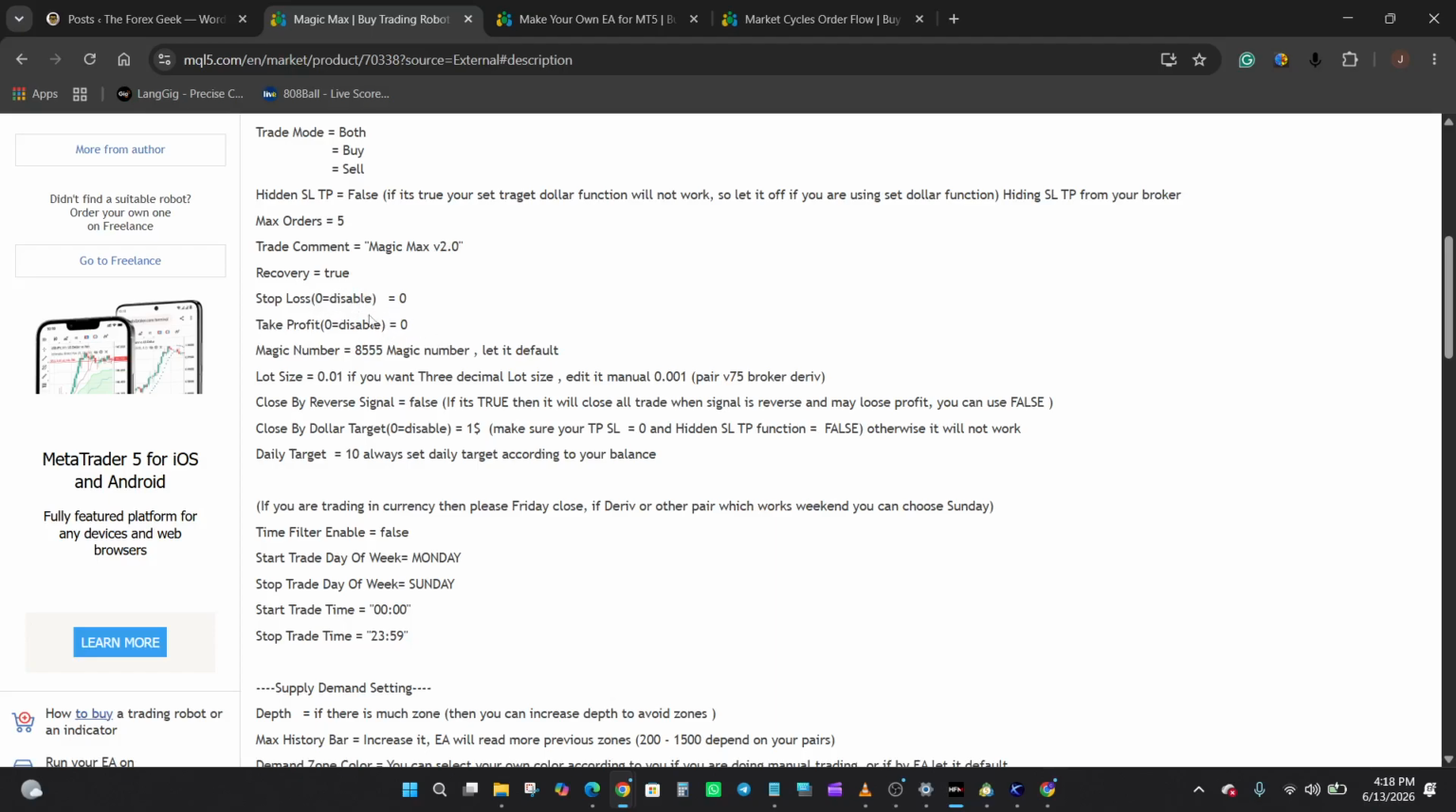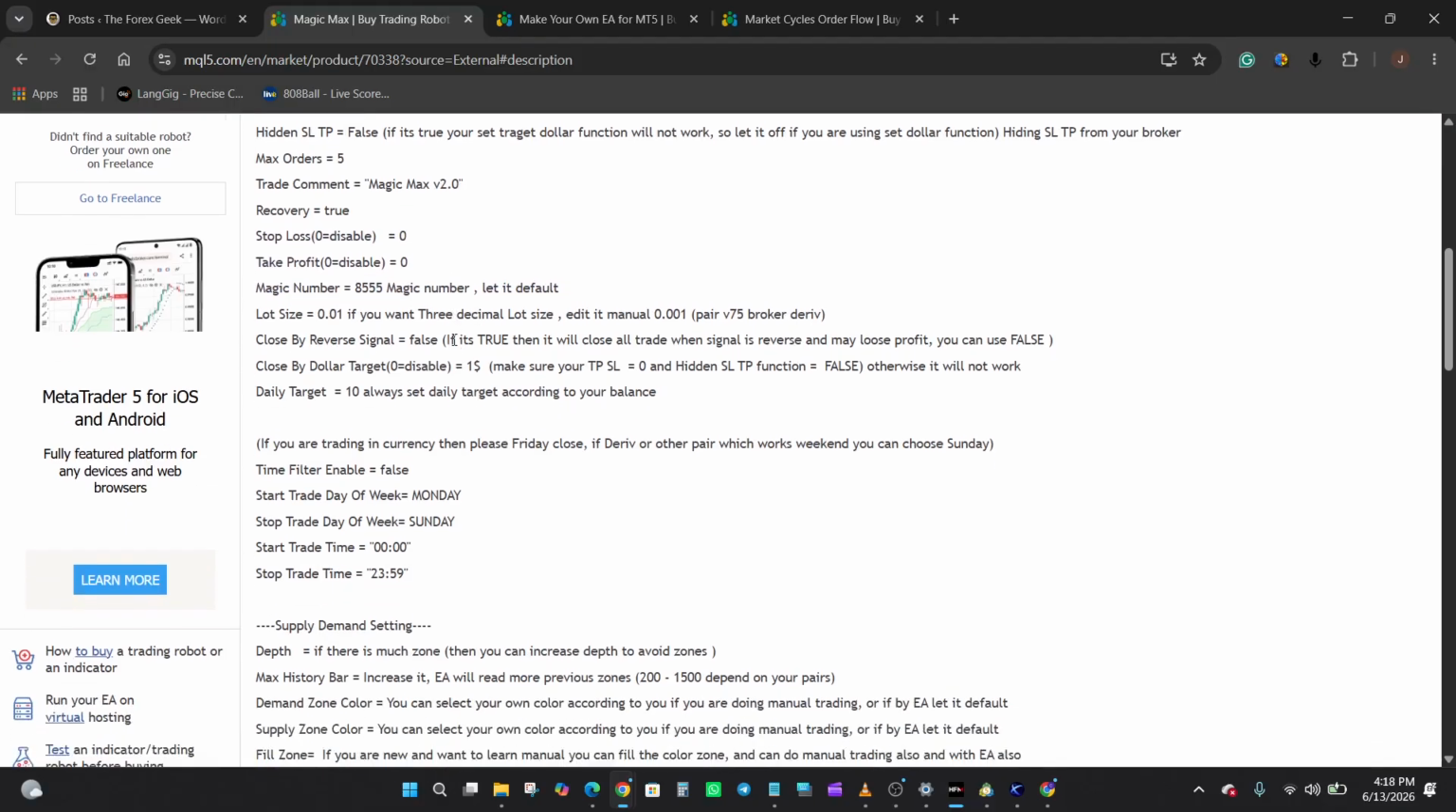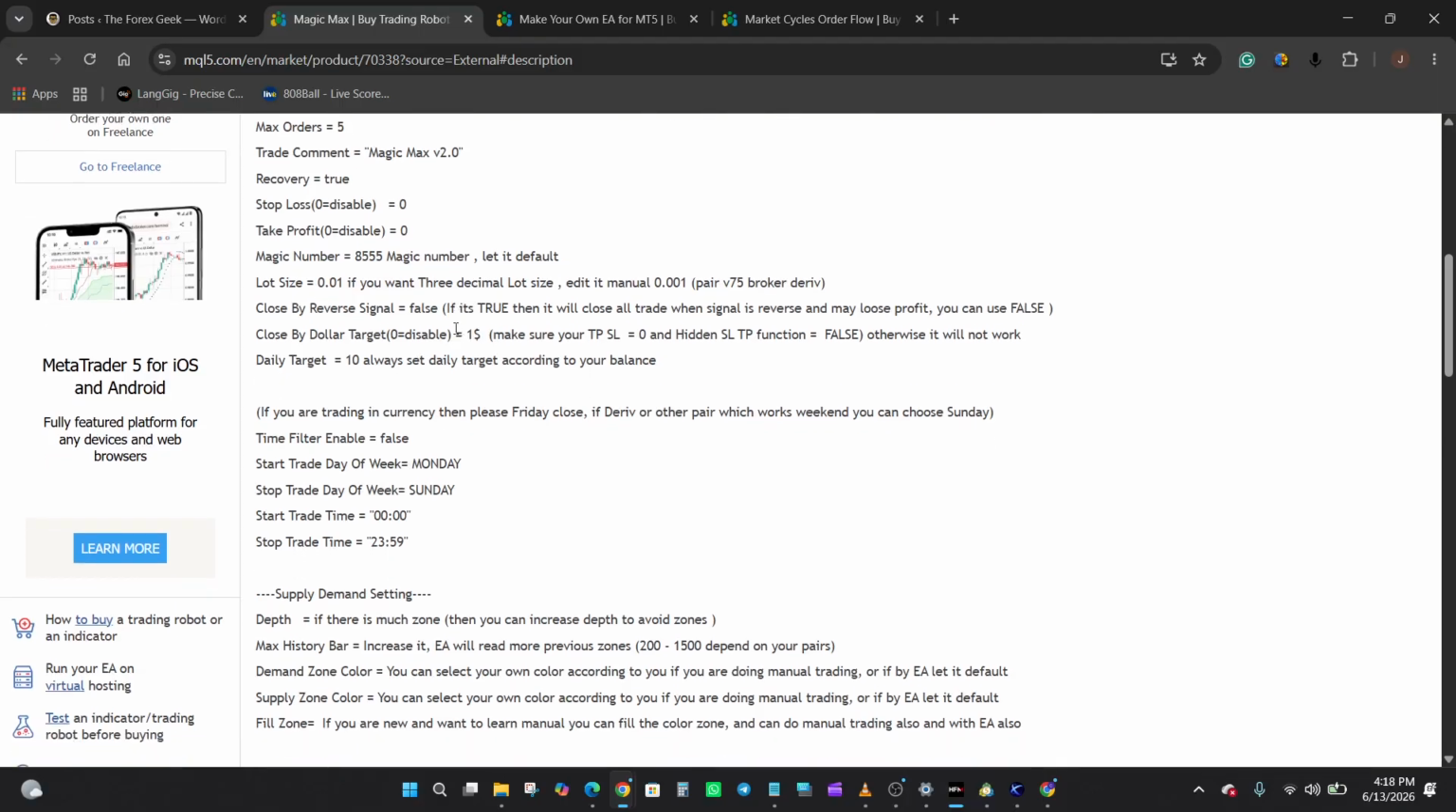Another important area is the stop loss and take profit configuration. The EA allows both standard and hidden SLTP options. However, the developer notes that if hidden SLTP is enabled, certain functions like dollar-based targets may not work correctly. So this is something traders need to be careful with when adjusting settings.